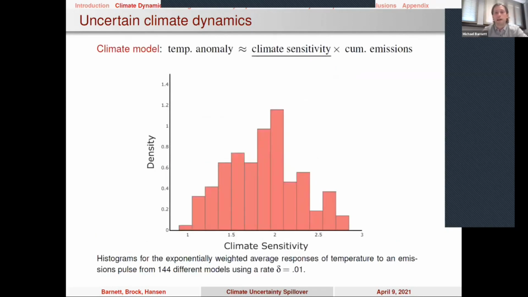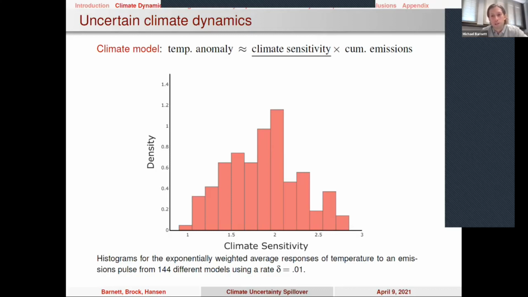So that's going to motivate us to use a very simple approximation, an affine approximation for our climate model, where we look at changes in temperature, or the temperature anomaly above the pre-industrial level, as this approximation where we take a climate sensitivity parameter based on these pulse outcomes, and it's going to scale cumulative carbon emissions. Looking at those pulse experiments, we take an exponentially weighted average of those, and we produce a climate sensitivity parameter for each of the 144 models.